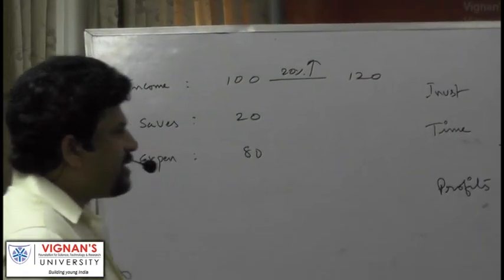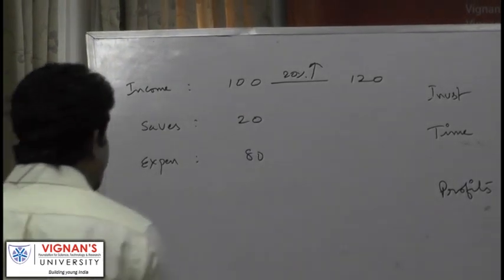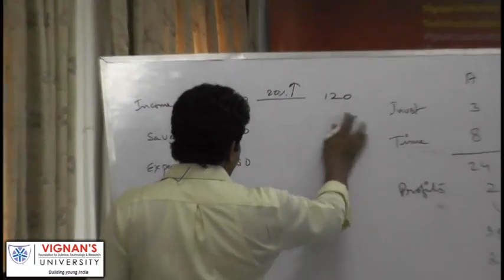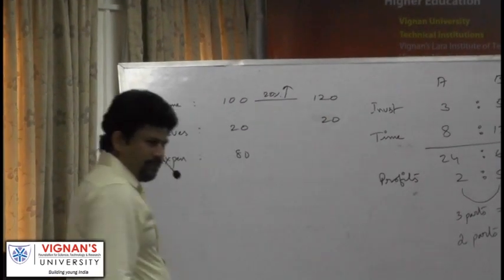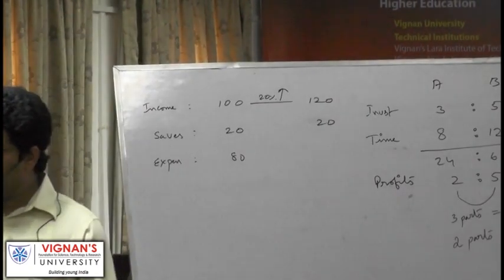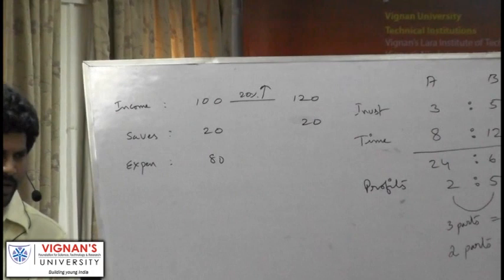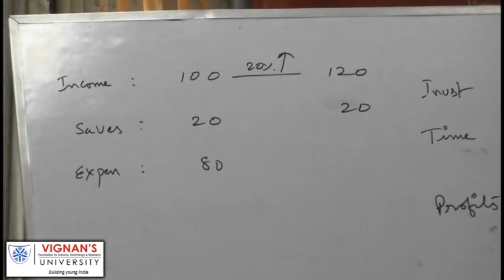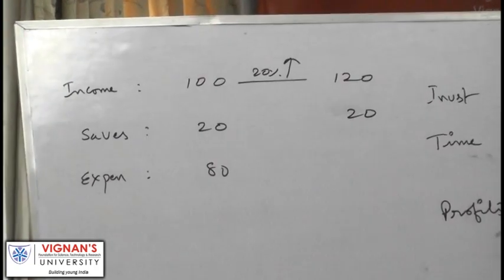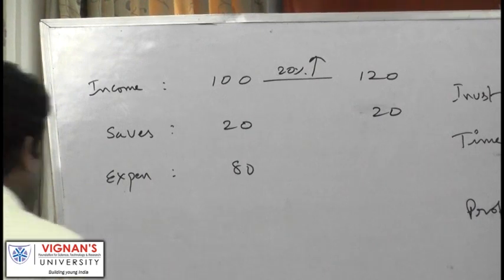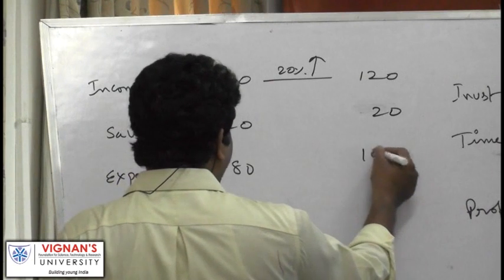But his savings remain the same. What is he saving here? 20. Here also he is saving the same 20 rupees. There is no increase. Savings remain the same. Earlier savings were 20 rupees. Now also he is saving 20 rupees. What is his present income? Out of 120, how much is he saving? So how much is he spending? 100. What was the earlier expenditure?